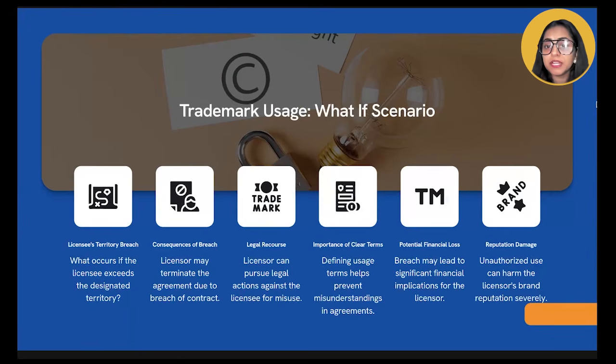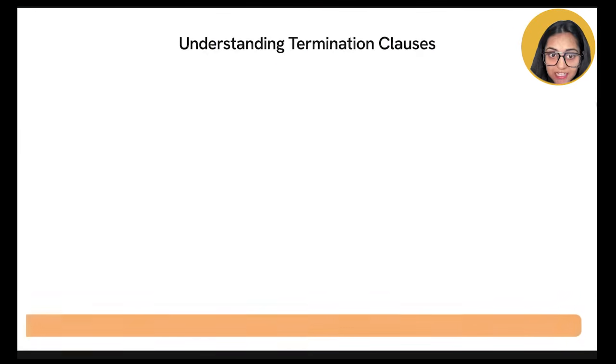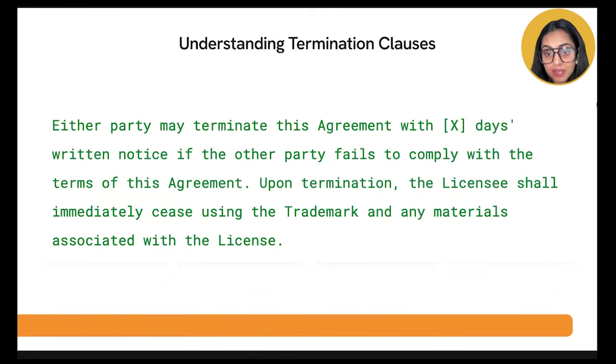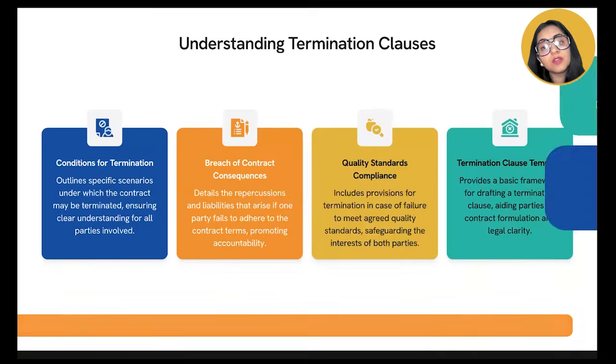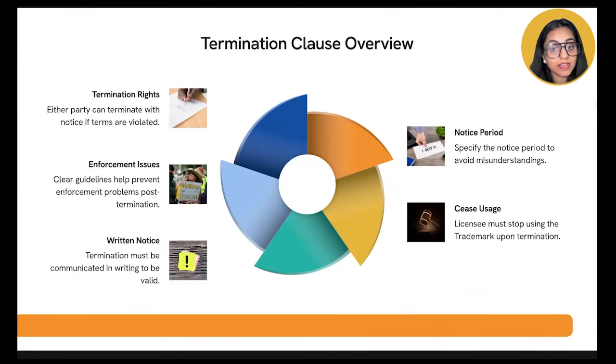Either party may terminate this agreement with X days written notice if the other party fails to comply with the terms of this agreement. Upon termination, the licensee shall immediately cease using the trademark and any materials associated with the license. Now, this is a simple termination clause template. It is important to specify the notice period and the actions that must be taken after termination, like ceasing the use of the trademark here. Without clear guidelines, you might run into issues with enforcement.